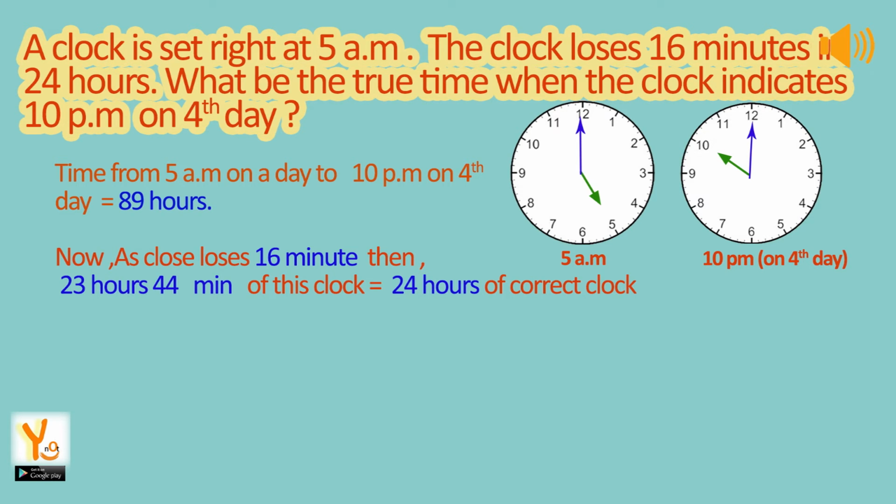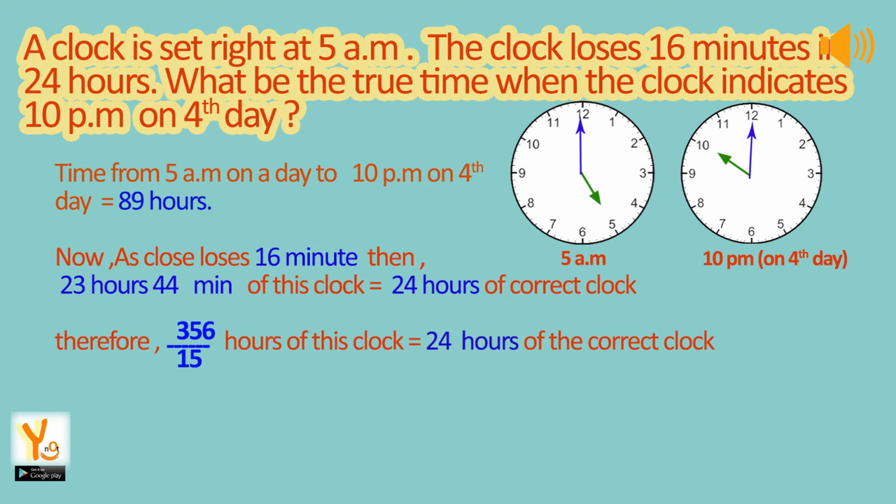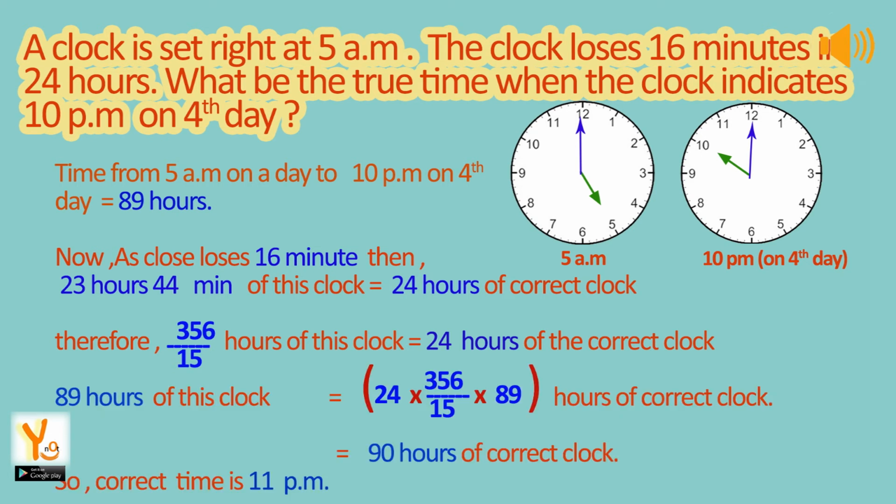Now as the clock loses 16 minutes, then 23 hours 44 minutes of this clock is equal to 24 hours of the correct clock. Therefore, 356 by 15 hours of this clock is equal to 24 hours of the correct clock. 89 hours of this clock is equal to 24 into 15 by 356 into 89 hours of the correct clock. That gives 90 hours of the correct clock. So the correct time is 11 p.m.